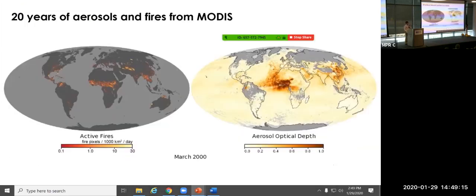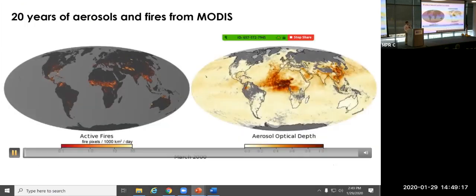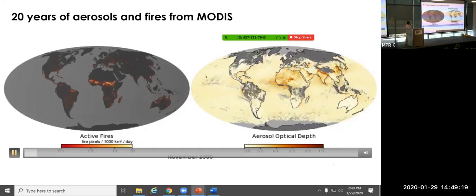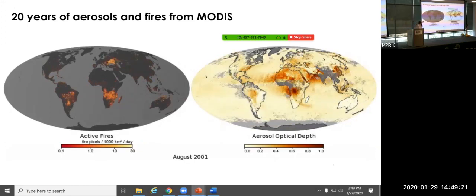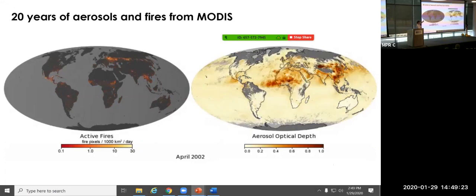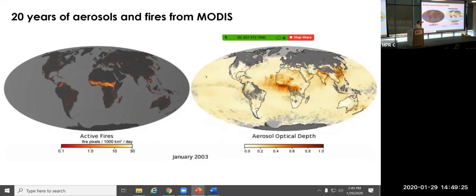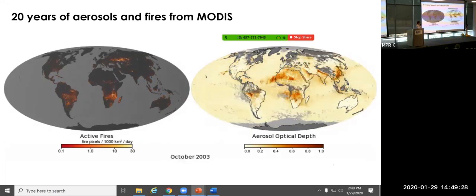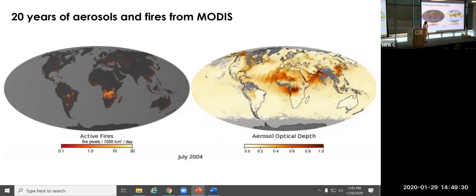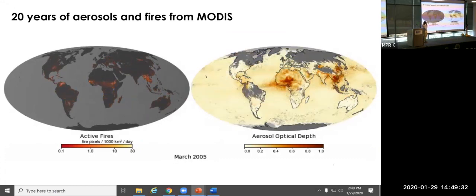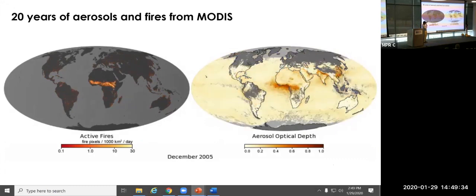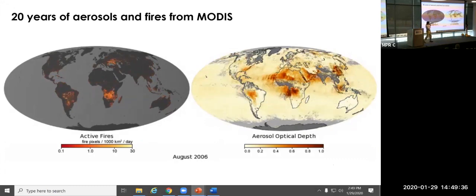I have this movie. This thing has been up for 20 years, and what's fun is it's global, right? So now you can see, on the left over here, active fires. This sensor has the ability to look at fires using thermal signatures. But also here are our retrievals of aerosol optical depth. And you can see that in some places they're very heavily correlated with fires. But there's other stuff going on too.